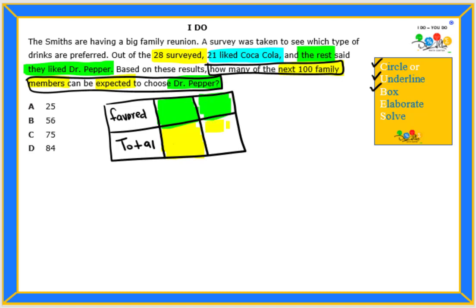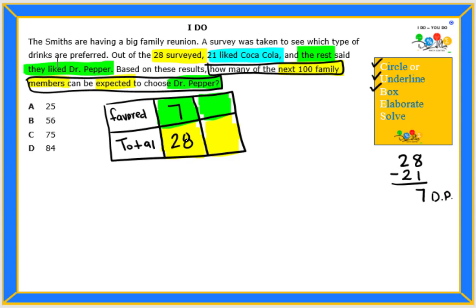So let's take a look at what information they gave us at the beginning. They said there were 28 family members surveyed and 21 like Coke and the rest like Dr. Pepper. So if there were 28, we had to do a little bit of math. 28 were surveyed minus 21 that said Coca-Cola. That leaves 7 that like Dr. Pepper. So that's going to be 7 that favored Dr. Pepper out of a total of 28.